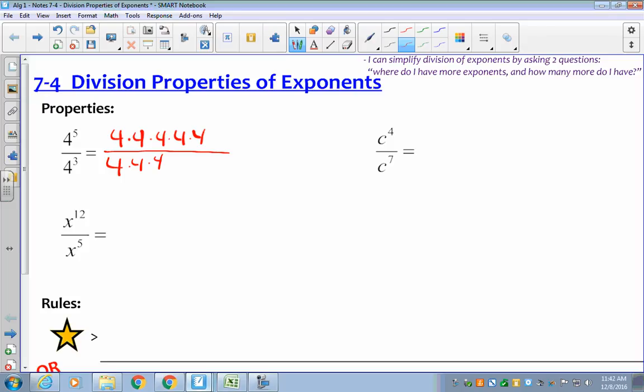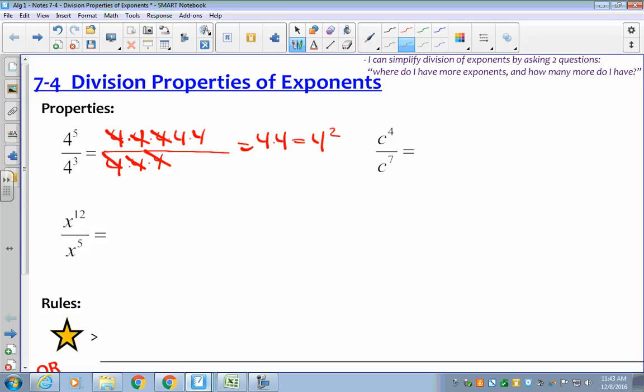So I know 4 divided by 4 is 1. 4 divided by 4 is also 1. 4 divided by 4 is 1, and I'm just left with 4 times 4, which is equal to 4 squared.